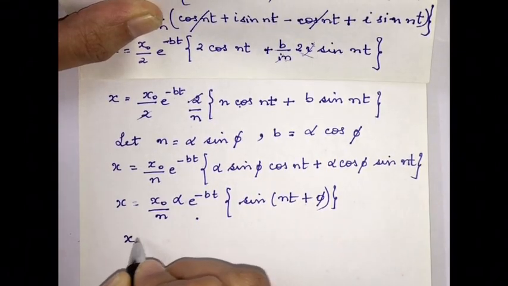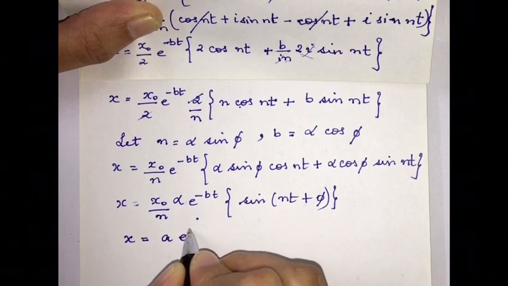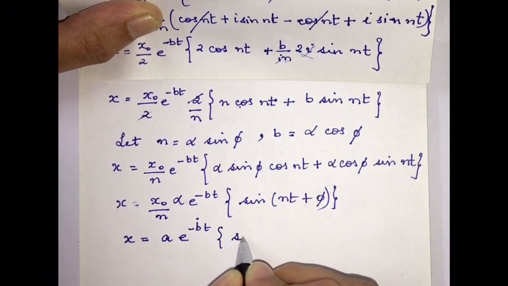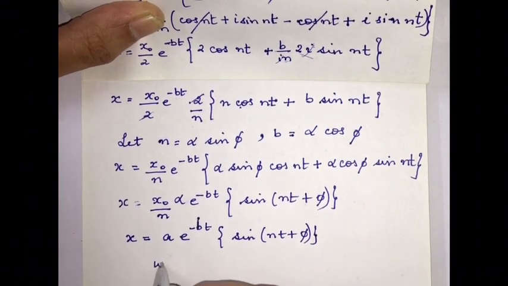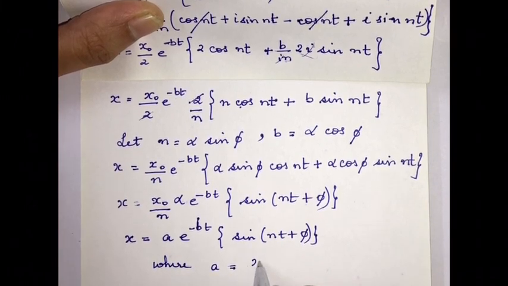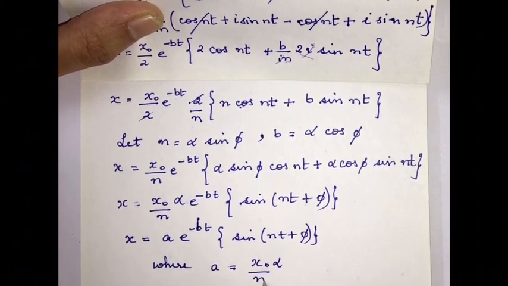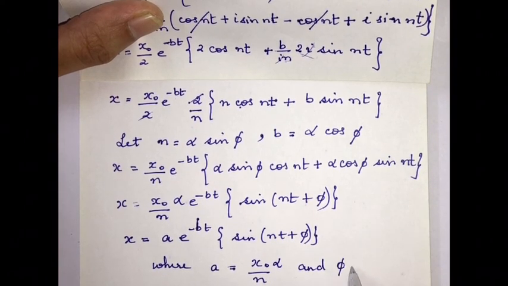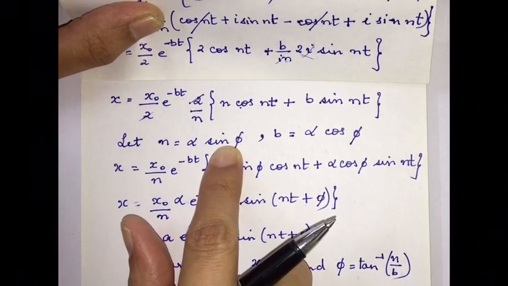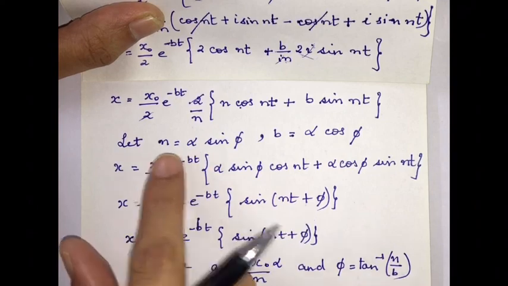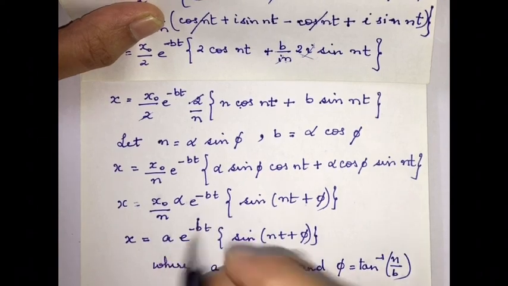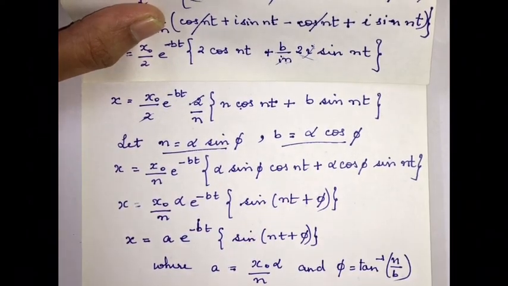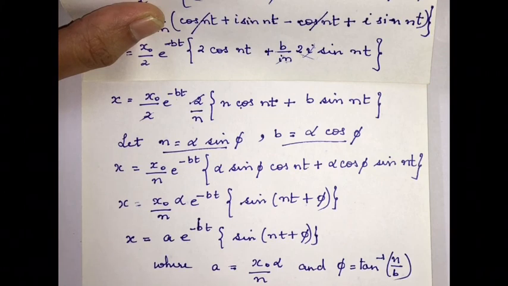Or I can also write this as x is equal to a into e power minus bt sin of nt plus phi, where a is equal to x naught alpha by n and phi will be equal to tan inverse of n by b, that is sin phi by cos phi will be n by b, so phi will be equal to tan inverse of n by b using these two, and we know already b is equal to r by 2m.